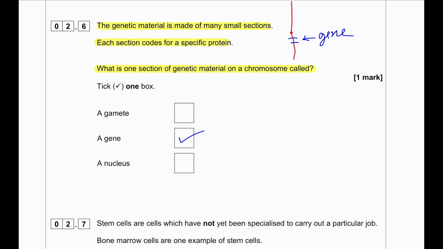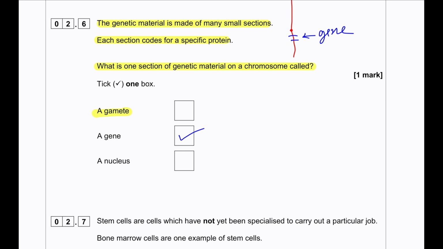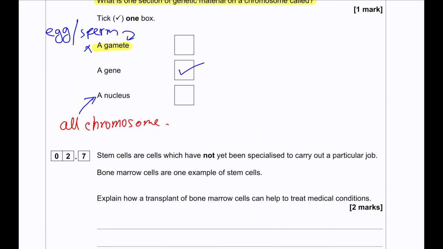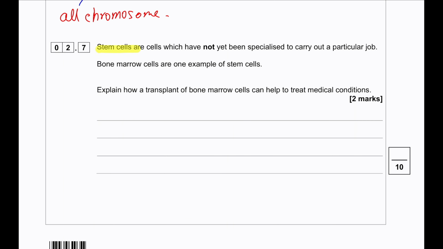Now, what are the other options? The other options are gamete. Remember, an egg cell or a sperm cell are called gametes, so they cannot be the answer. And nucleus: you know that the nucleus consists of all chromosomes, so definitely it will not be the answer. We know all chromosomes will contain all the genetic information needed by that organism, so gene will be the correct answer. Now, stem cells are cells which have not yet been specialized to carry out a particular job.